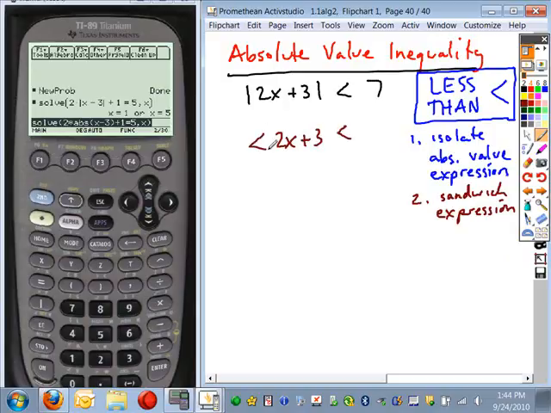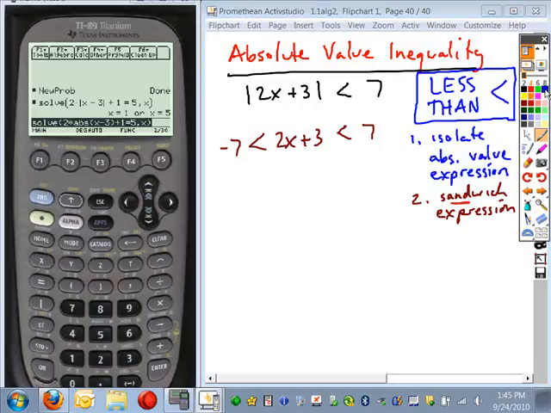It's going to be in between what was given, the 7, and the opposite of what was given. So what's the opposite of 7? Negative 7. So this is how you'll treat it: once you isolate the absolute value expression, you sandwich it between the number it was set less than and the opposite of that number. Less thans become and inequalities. And so the and inequalities are the ones that are kind of combined in between.